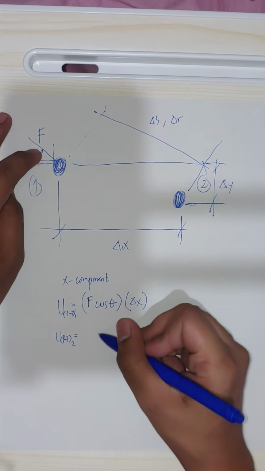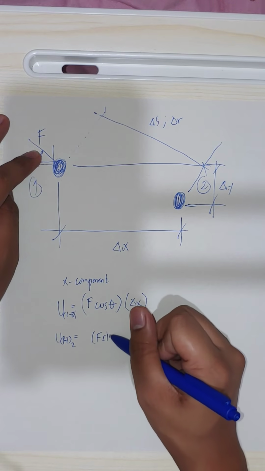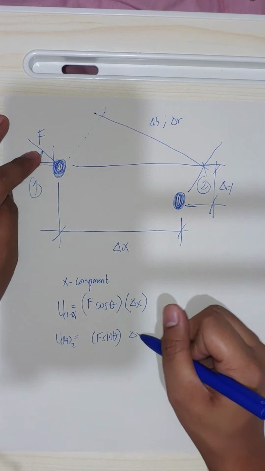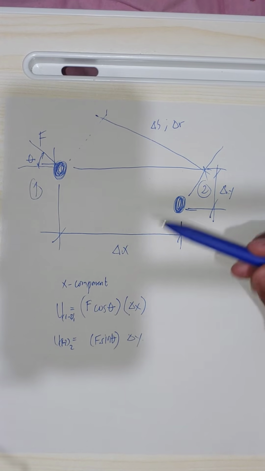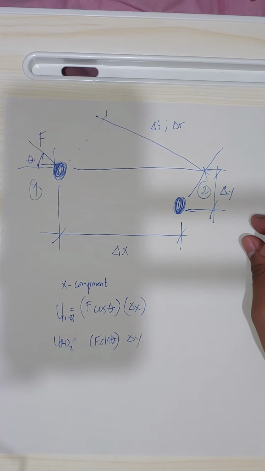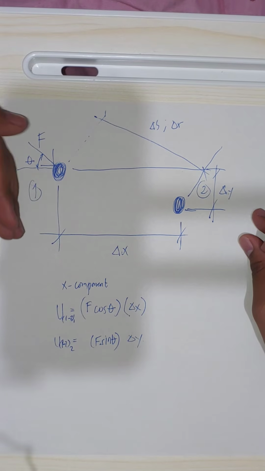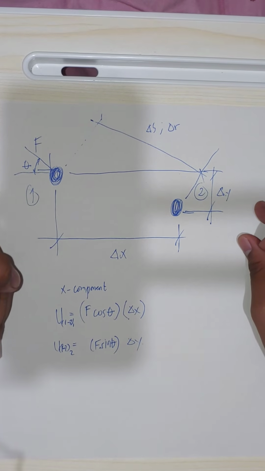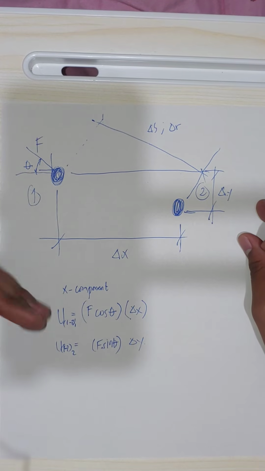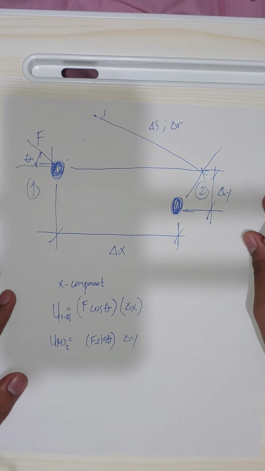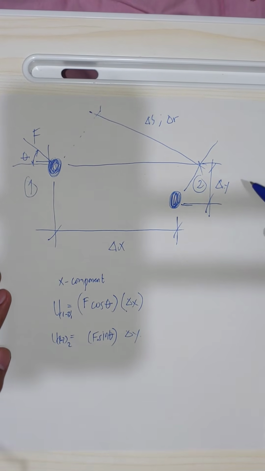So next is along y. We have F sine theta delta y. So it is still force times distance. We just split it into components, because at times it is easier to work along the y or vertical component and along the horizontal or x component. So it depends on the motion of the particle.